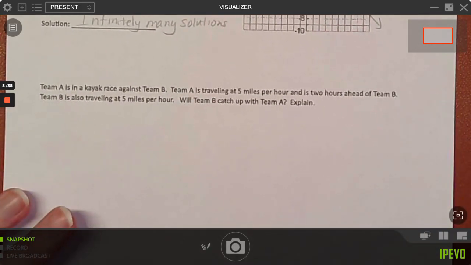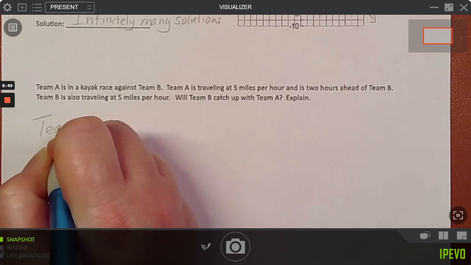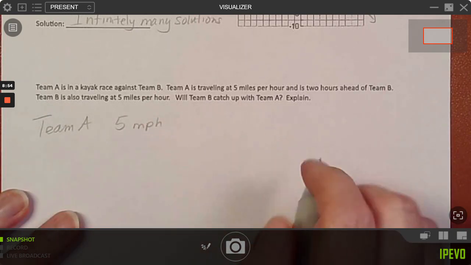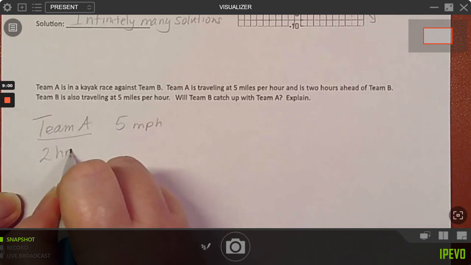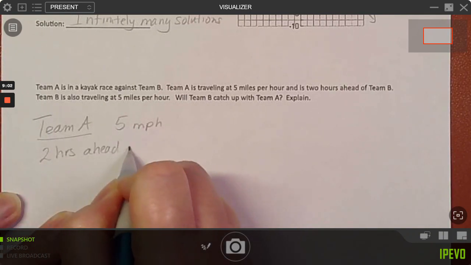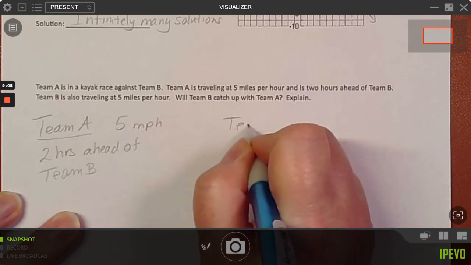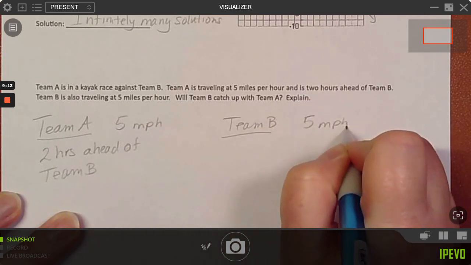All right, next, Team A and Team B are kayaking. Team A is in a kayak race against Team B. Team A is traveling at 5 miles per hour and is 2 hours ahead of Team B. So Team A, 5 miles per hour and 2 hours ahead. So maybe they got up earlier. And Team B is also traveling at 5 miles per hour. And they're 2 hours behind Team A.